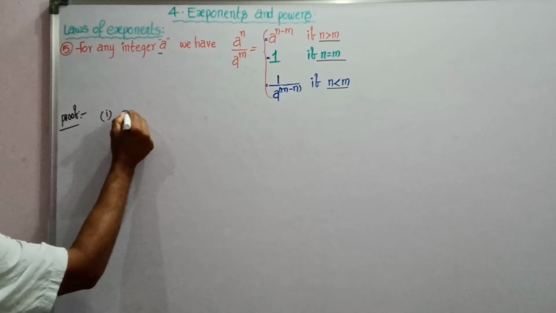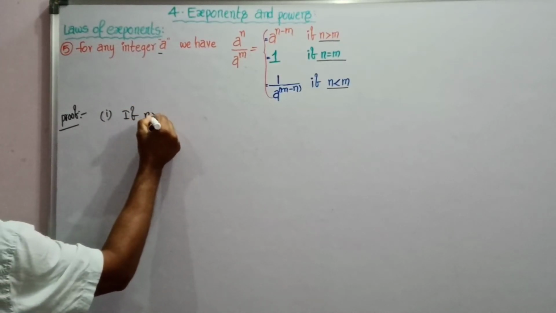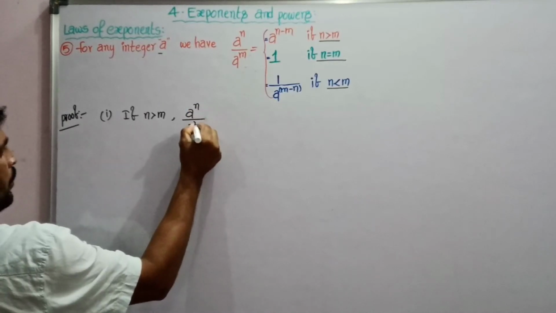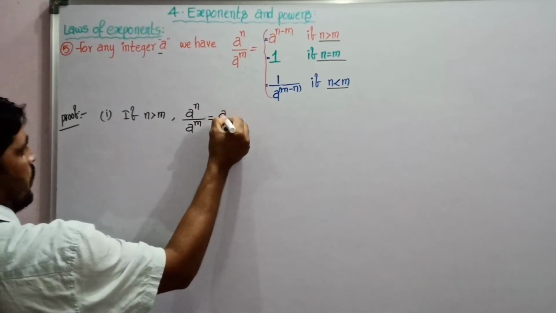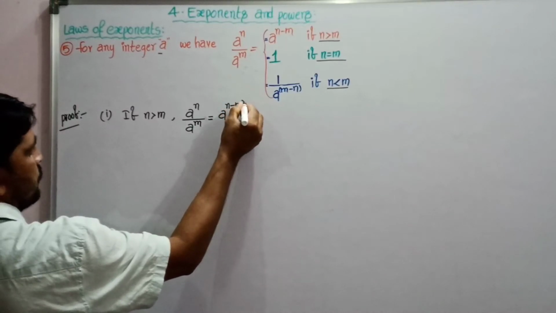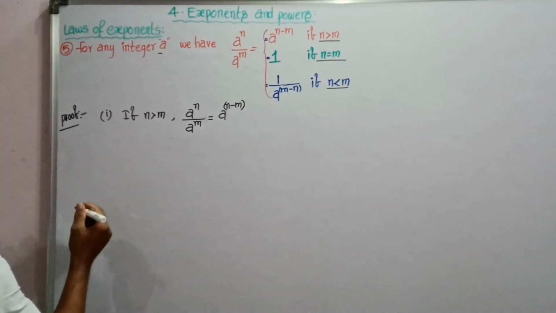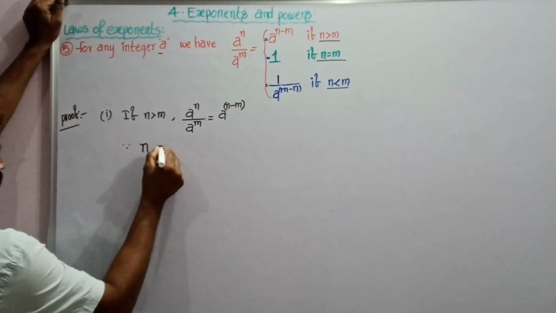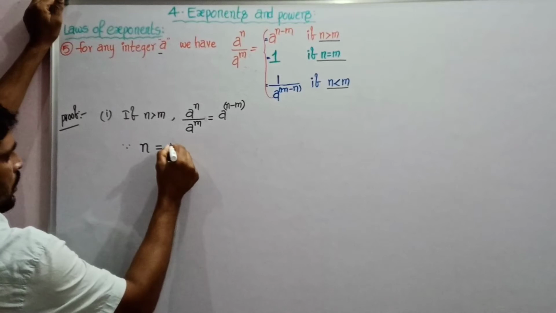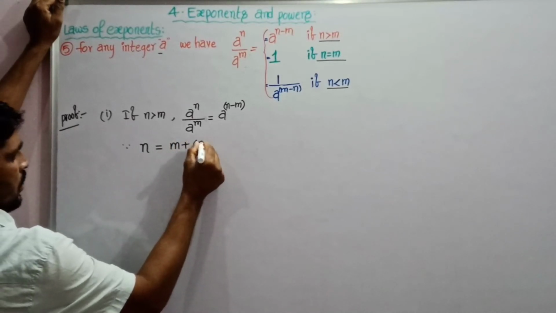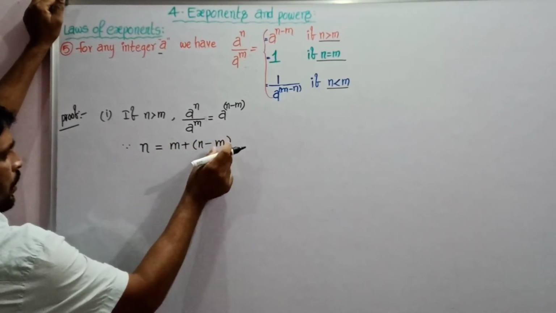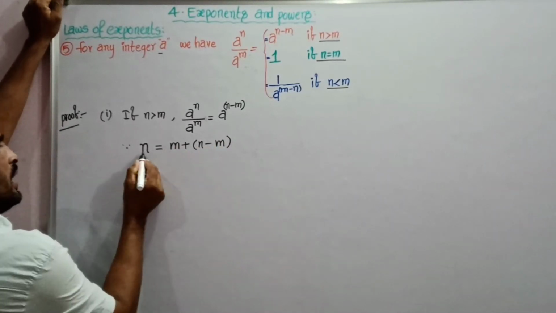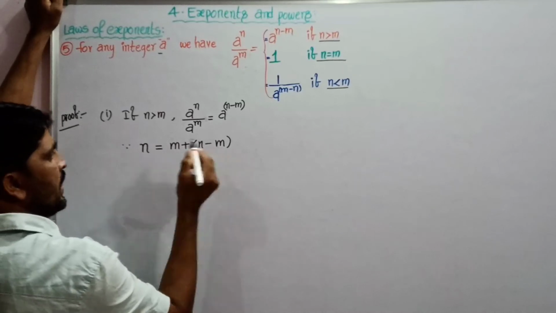First case. If n is greater than m, then we have to prove a power n by a power m equals a power n minus m. Since n can be written as m plus n minus m, where minus m plus m gets cancelled, we get again n. So n can be written as m plus n minus m.